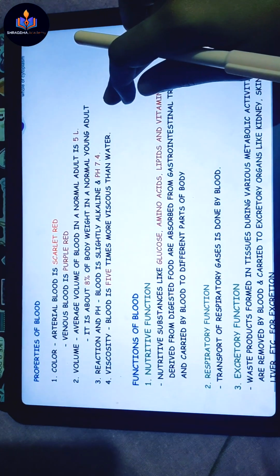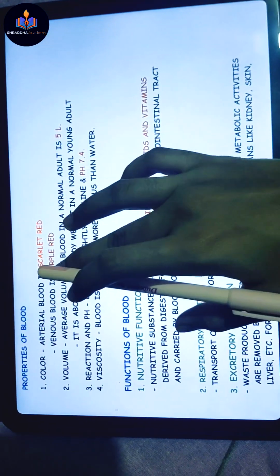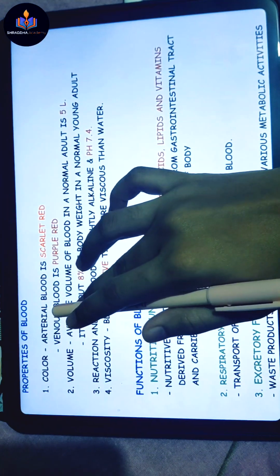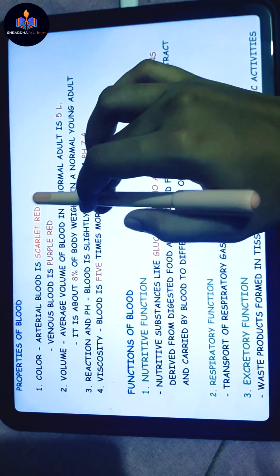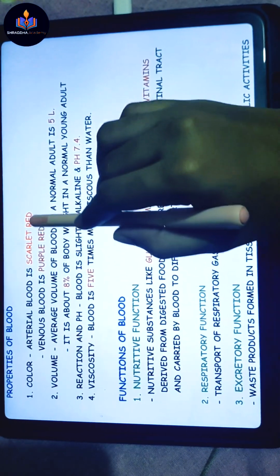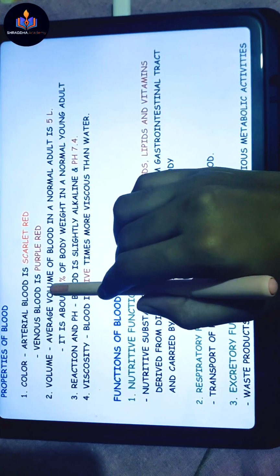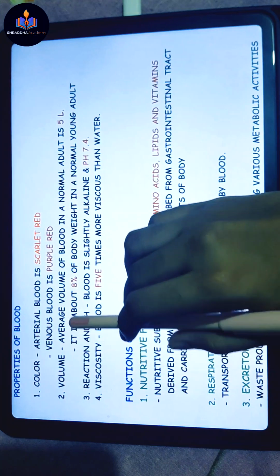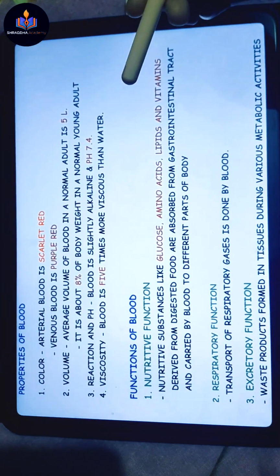okay. Coming to the properties of the blood, not protein, okay. In properties, what all you can see, look here, the color: arterial blood is scarlet red. Do not just say only red, you should say scarlet red. Venous blood is purple red, okay. That's why in histology the colors are seen. The volume is average, so you can take a screenshot of this to learn, okay.